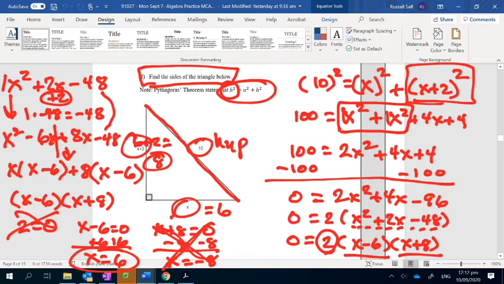Okay? And what kind of question is this? All right. This one would be an excellence question. You would get merit for finding the 6, but you would get excellence for finding the sides. So just one more thing, adding 2 and you get excellence.